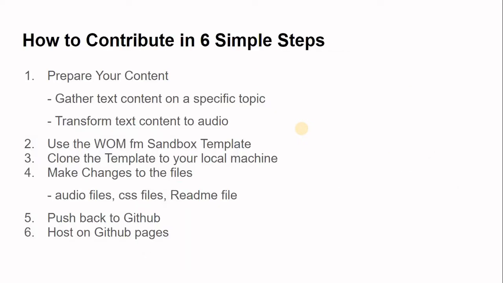So we are going to follow these steps to contribute to WOM. The first step is to prepare your content. Your content is going to be on a specific topic. Say for example, if you choose to make content about women's health, write down the content either in a book, or you can use Microsoft Word or Google Docs. And then the next task is for you to transform the text to audio. You can do this by simply recording using your phone or your computer.